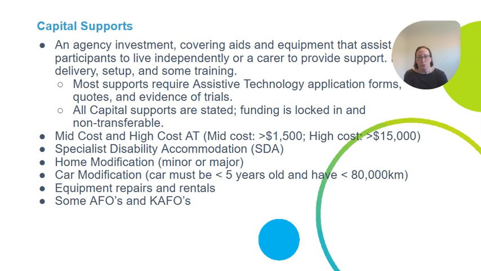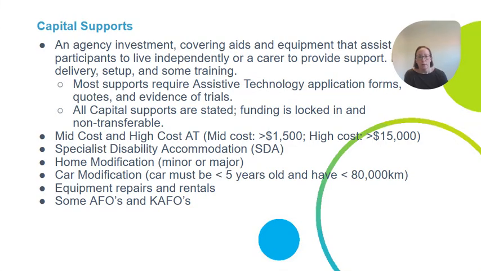Then we move on to capital supports. These are an investment on behalf of the agency. This support category includes all aids or equipment supports that assist participants to live independently or assist their carer to support the participant. It also includes the related delivery, setup, and training for some support items. Most support items require assistive technology application forms, quotes, and evidence of trials. All capital supports are stated supports. That means the funding is locked and it's not transferable.